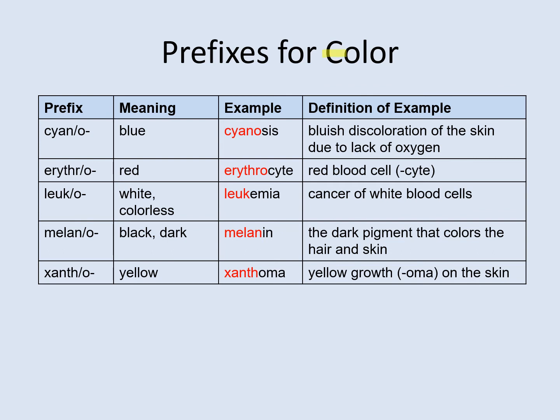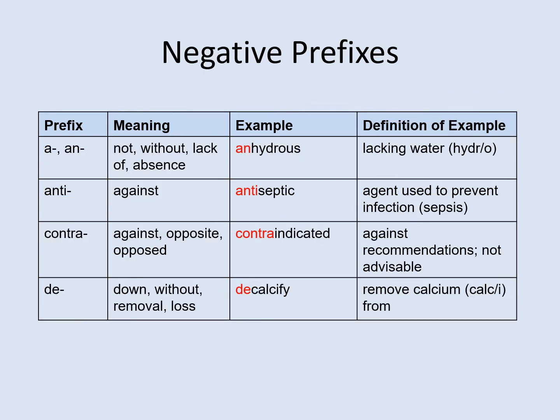So prefixes for color. So cyan or cyano is blue. Erythro is red. Leuco is white. And you will see these quite frequently throughout this class, these color ones. Melano is black, and xantho is yellow. So really keep these color ones in mind as we work through.